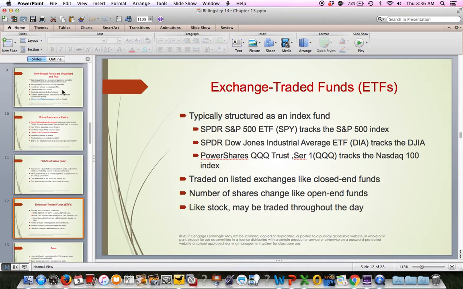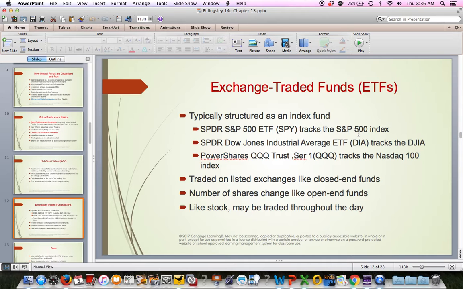ETFs, I've already mentioned a few things about them. They're typically structured as some kind of an index, and they're getting more and more sophisticated. They're getting to be more and more of these. One of the most popular ones is what they call the SPDR. It's the S&P 500 ETF. It tracks the S&P 500. So by buying a SPDR, you essentially get the same return that the entire S&P 500 gets, up or down.